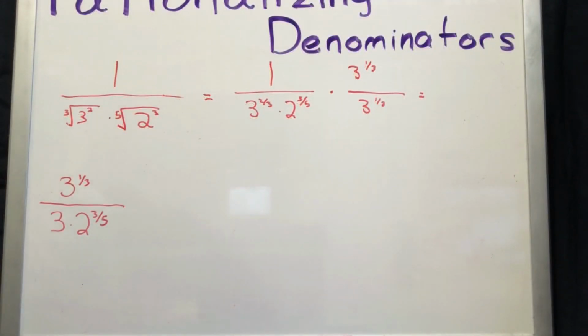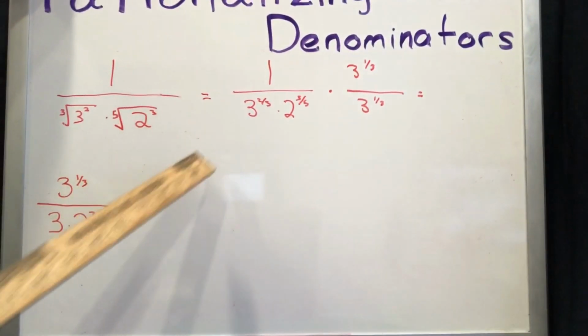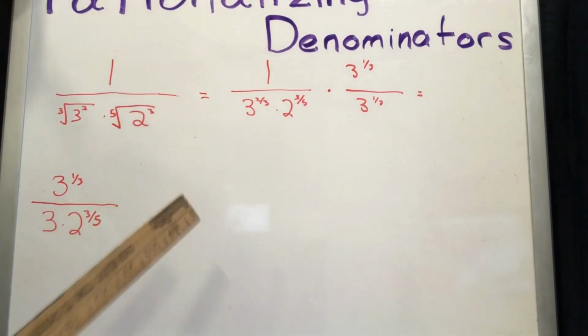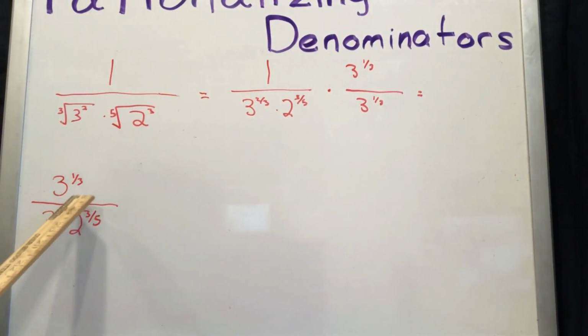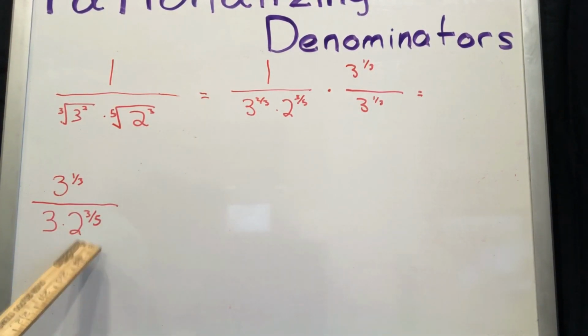We end up with this expression: 3 to the 1/3 power over 3 times 2 to the 3/5. Alright, so we've eliminated one of the irrational numbers in the denominator. Let's try to repeat the process for 2.